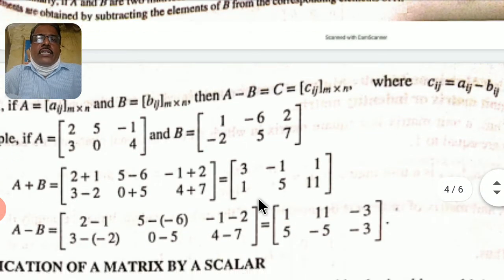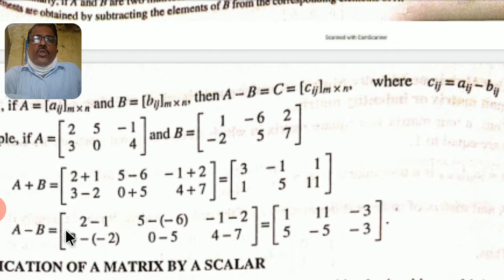For example, take some examples here. A is a matrix having the elements 2, 5, minus 1 and 3, 0, 4, and B is another matrix having the elements 1, minus 6, 2, minus 2, 5, 7. Both are 2 cross 3 matrices, right? 2 rows and 3 columns, and B is also 2 rows and 3 columns, correct? So A and B can be added.